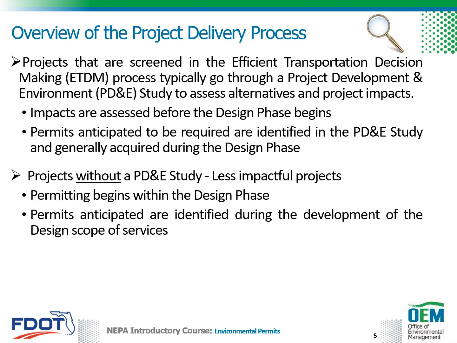Projects that are screened in the Efficient Transportation Decision-Making, or ETDM process, typically go through a PD&E study to assess alternatives and project impacts before the design phase. Permits anticipated to be needed are identified in the environmental document, as well as the technical documents such as a natural resources evaluation or cultural resource assessment survey, and are generally acquired during the design phase.